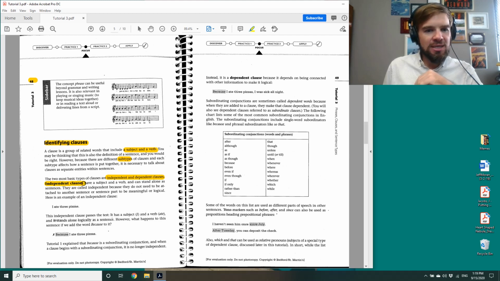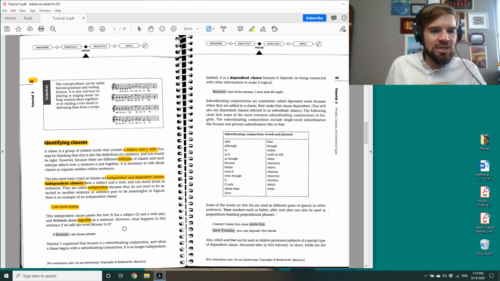Now, independent clauses have a subject and a verb, and they can stand alone as sentences. They're called independent because they do not need to be attached to another sentence or a sentence part to be meaningful or logical. So here's an example of an independent clause. I ate 3 pizzas. This independent clause passes the test. It has a subject, I, and a verb, ate, and it stands alone logically as a sentence.